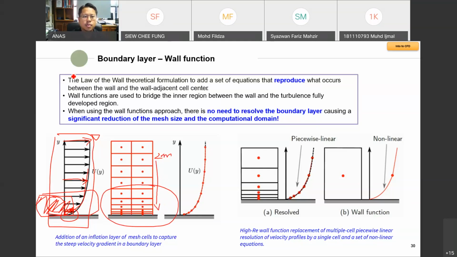All right. So the law of the wall is a theoretical formulation to add a set of equations that reproduce what occurs between the wall and the wall-adjacent cell center. What it means is the wall function is basically a theoretical formulation. It is an artificial value that is introduced to your domain, basically to replicate what is happening over here.